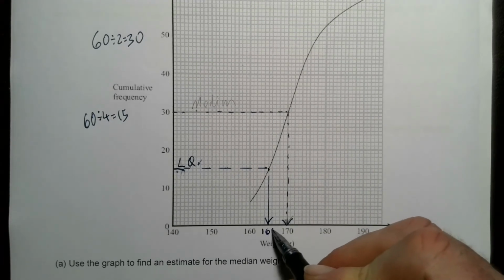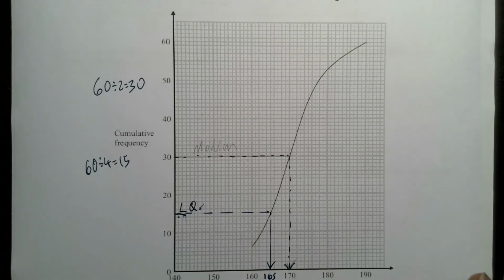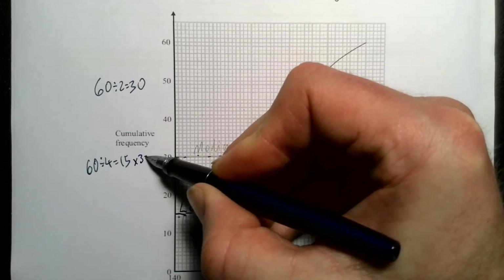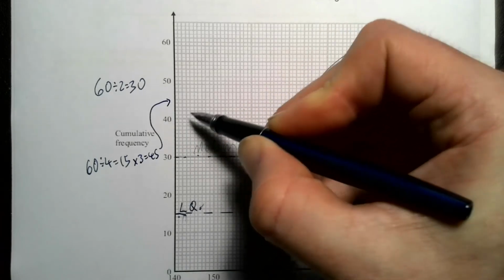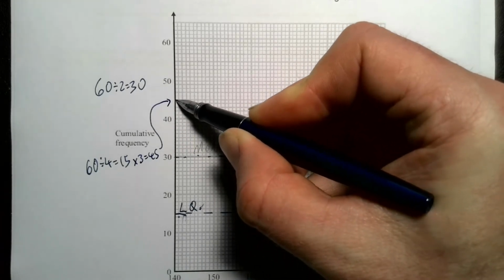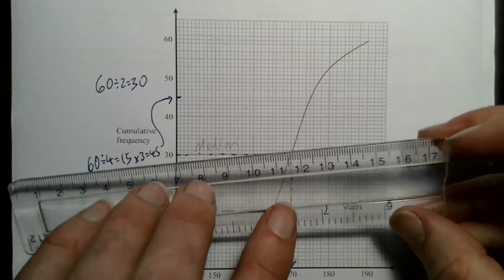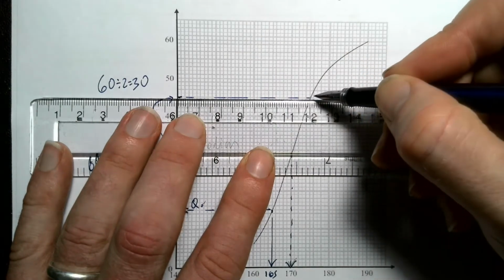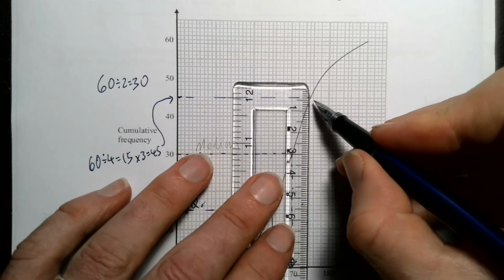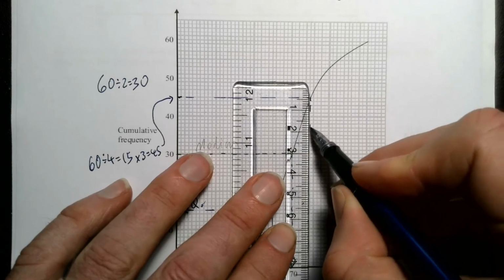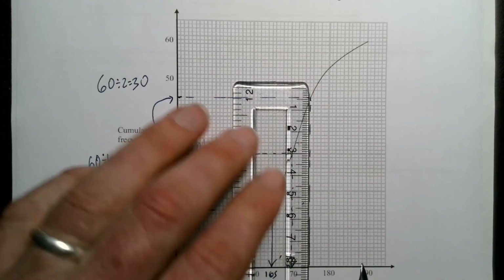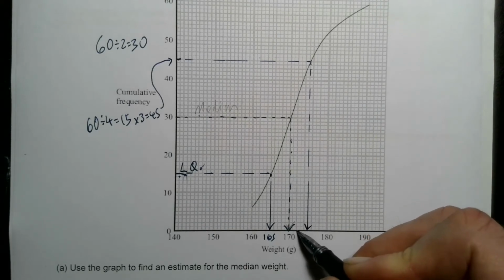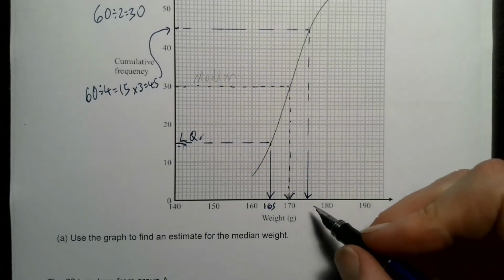So that's 165, and then the upper quartile will be 3/4. So times the 1/4 by 3 equals 45. That is just there, and then again I'm drawing across carefully, and then I reckon that's hitting just there. So that's straight down there, and that's looking like 175.